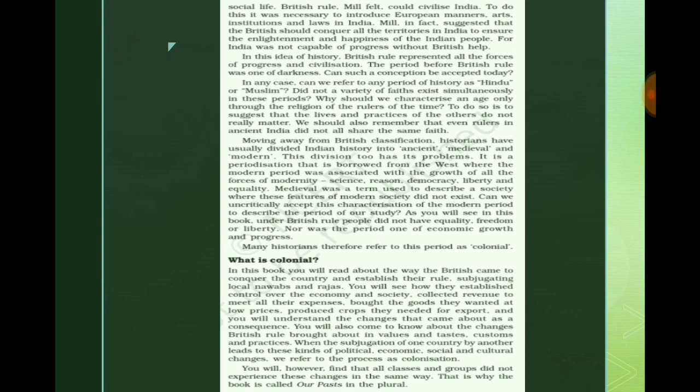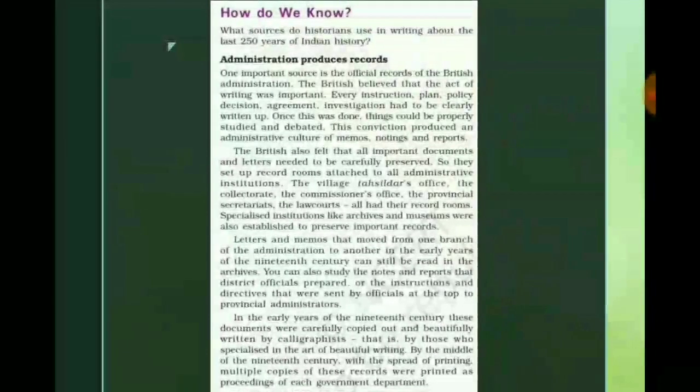Now the big question is, how do historians write history? What are the sources they refer to? There is some proof or evidence that guides them, especially for the 250 years of Indian history I'm talking about. So the answer to this question is the official record of the British administration. Any document that is saved as evidence or proof, I think we all can agree on that.